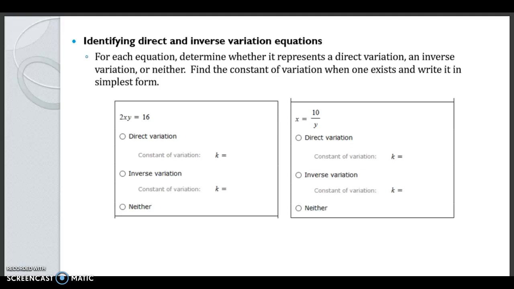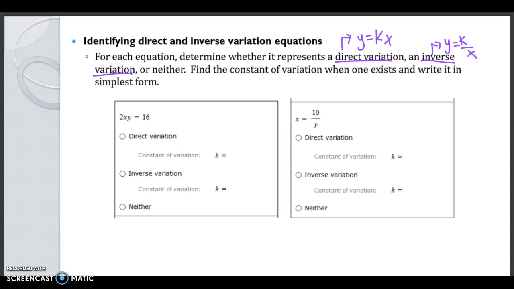Hey everybody! In this video we're going to talk about identifying direct and inverse variation equations. For each equation we need to determine if it's direct variation or inverse variation. Remember, direct variation is of the form y equals kx. Inverse variation is of the form y equals k divided by x. For both of these we need to get y equals something.